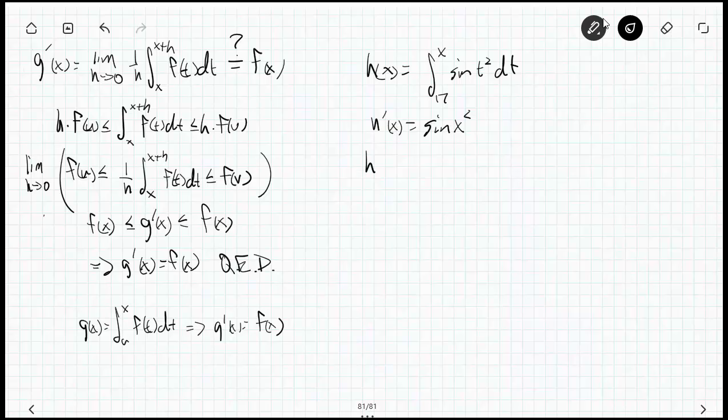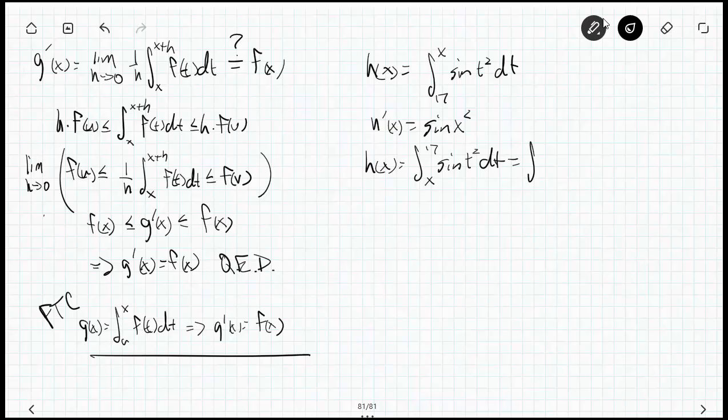Now what about if h of x equals the integral from x to 17 of sine of t squared dt? Well, we got ourselves a little trouble. And here's the problem. The fundamental theorem of calculus only works one way. It's got to be from a to x. But good golly gracious, thank God we have that rule about integrals where I can flip the limits on the integral, right?